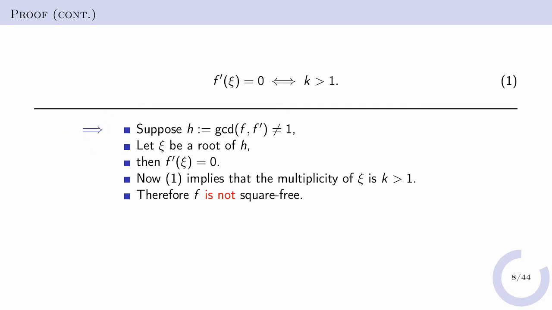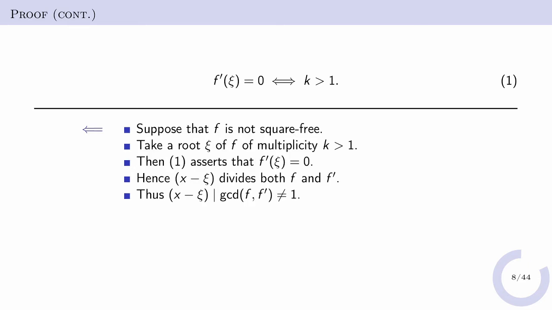In order to prove the second implication, we assume that the greatest common divisor is 1, but we suppose a contrario that f is not square free. If it is not square free, then there must exist some root of f of multiplicity greater than 1. If it has a multiplicity greater than 1, then our condition asserts that f prime of psi is 0. So we have f prime of psi is 0.